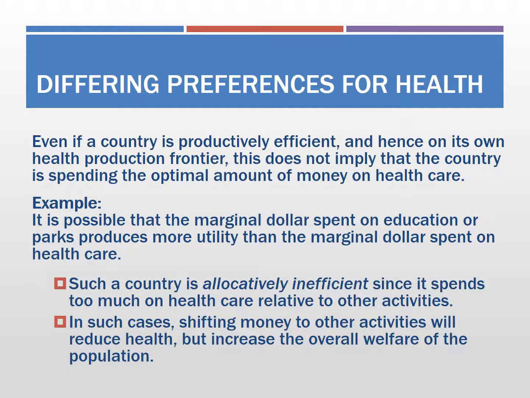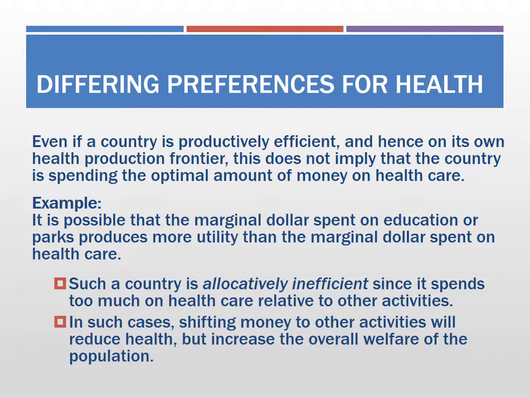This analysis helps us understand that even countries like the UK and Switzerland, as we saw in the previous slides, might be productively efficient in generating health and standing on a health production frontier, but they might choose a different amount of healthcare for different reasons. For example, it could be true that the UK values education or other public services more than healthcare. So the marginal dollar spent on other things might produce more utility for the general population than the marginal dollar spent on healthcare.